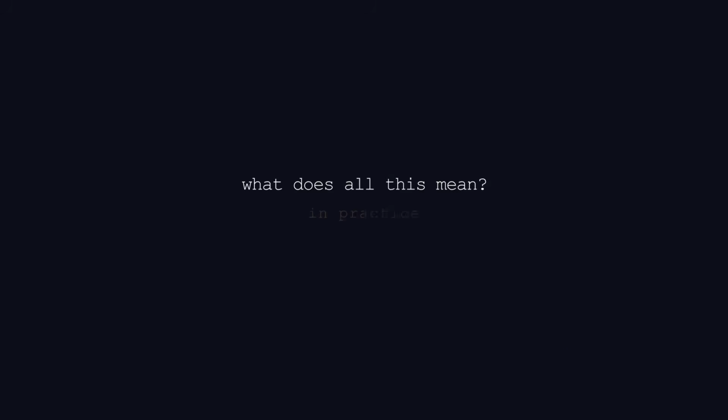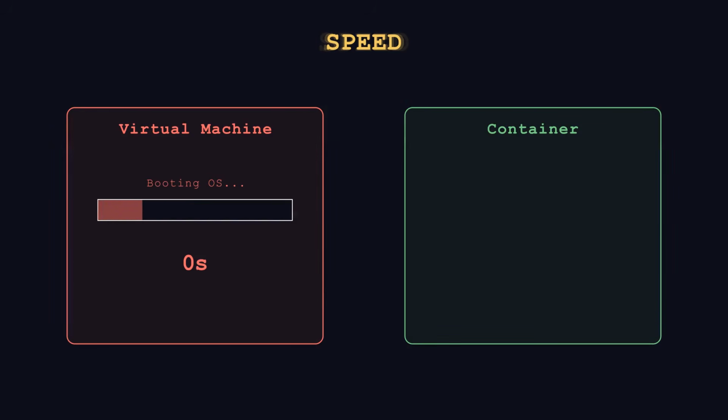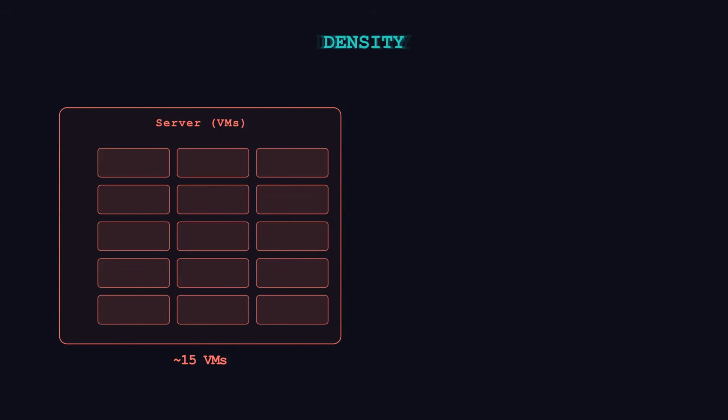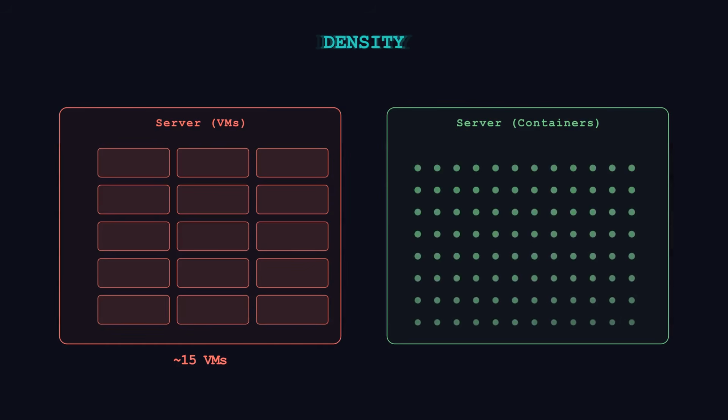So what does all this mean in practice? Speed. A virtual machine boots an entire operating system. That takes tens of seconds. A container just starts a process, often under a second. Density. Where you could run maybe 10 or 20 VMs on a server, you can run hundreds of containers. Because each container is just a process. There's no second operating system eating your resources.